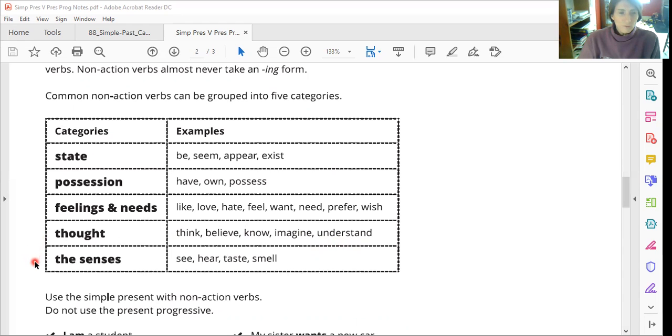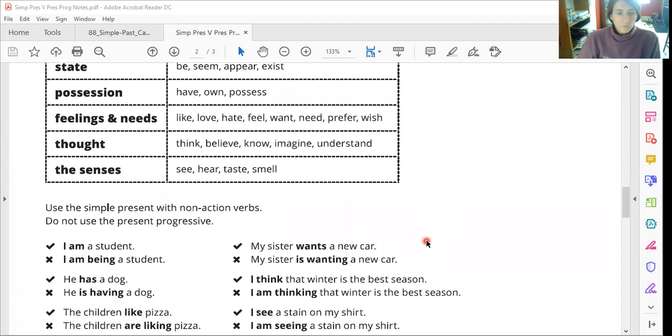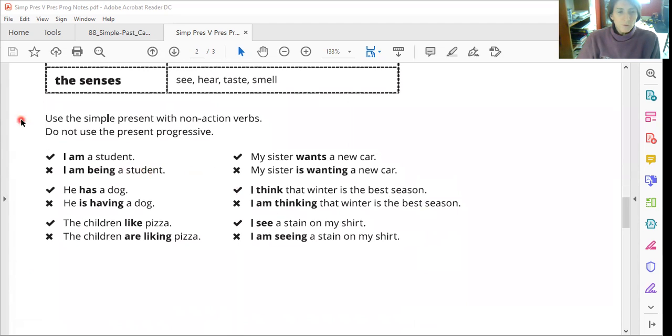And also, non-action verbs can be the senses, like see, hear, taste, and smell. Okay? So you use the simple present with non-action verbs. Don't use the present progressive with these verbs.